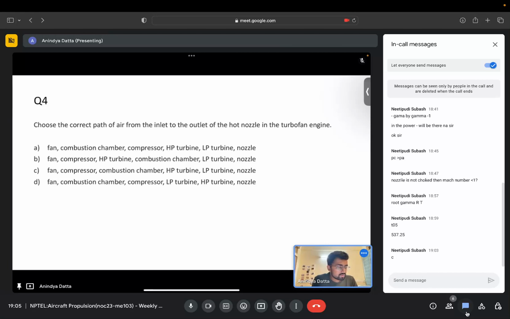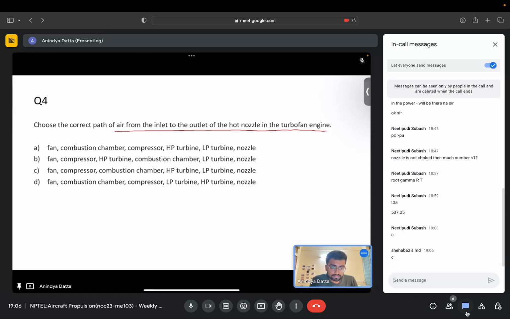This is also an easy one. We have to choose the correct path of air from inlet to the outlet of the hot nozzle of a turbofan engine. Which is the correct option here? Right, this is also C.